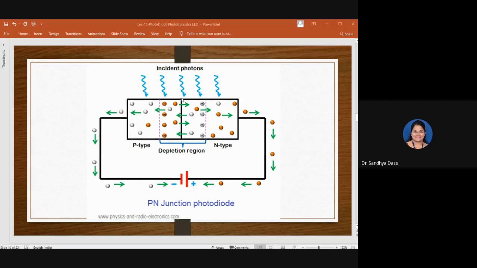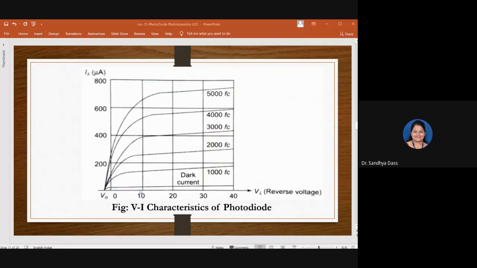Or even if the intensity of the light is more, the current flowing through the device is very low. That is indicated here in the VI characteristics. You can observe here, this is again the reverse characteristics, tilted or rotated so that you'll be able to understand it. In the x-axis, we have the reverse voltage, given by V lambda, and in the y-axis, you have current, which is in microamps.